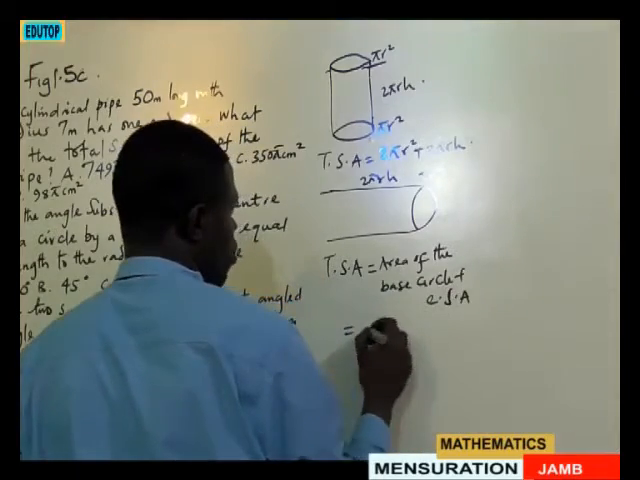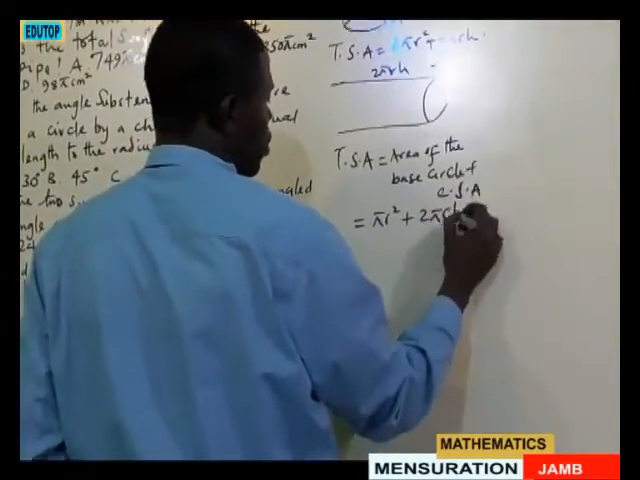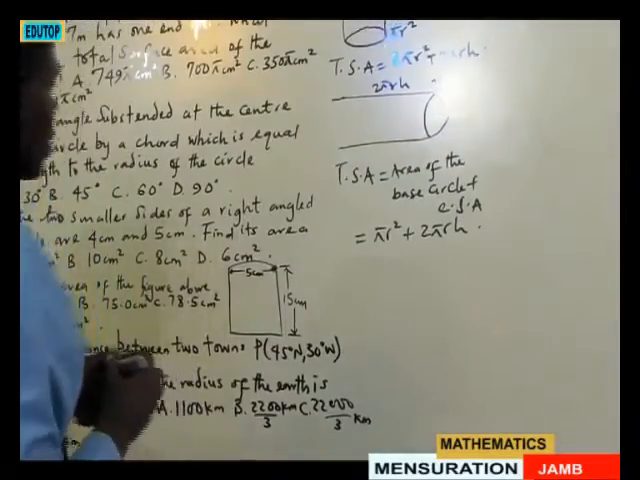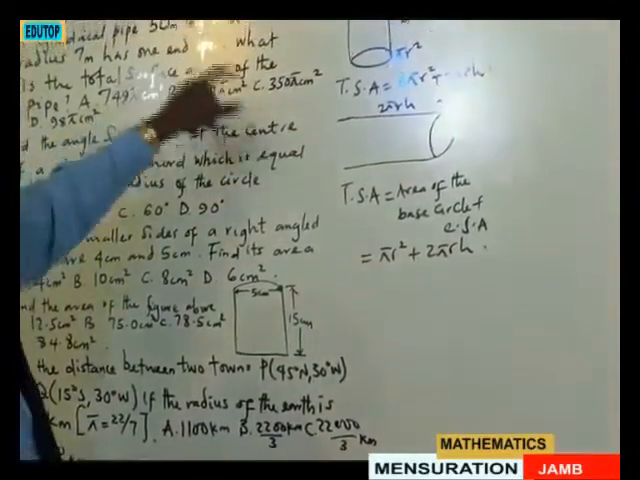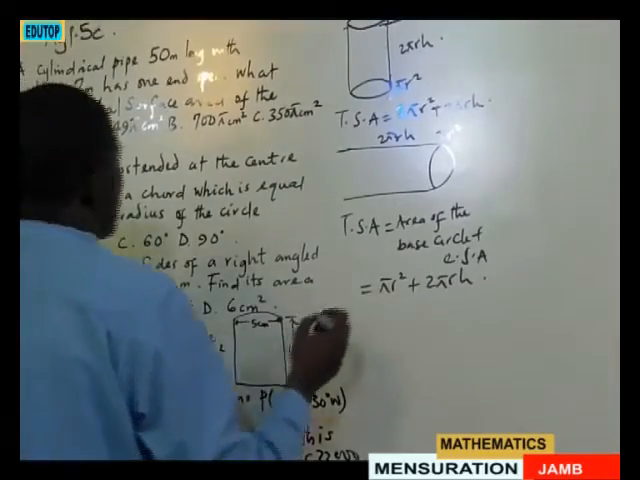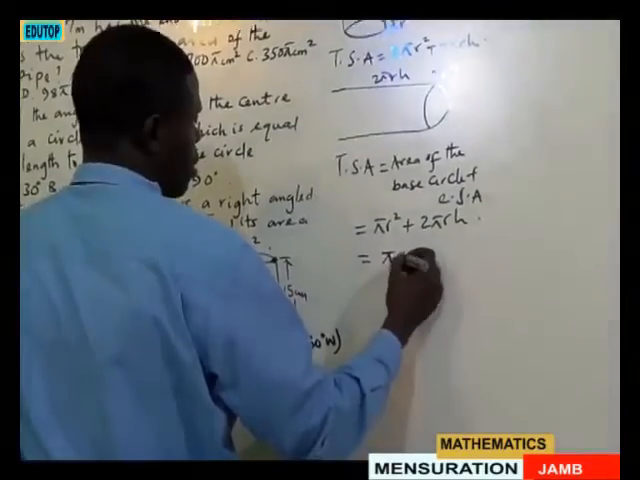And what's the area of the base circle? That's pi r squared. What's the curved surface area? That's 2 pi rh. So instead of having 2 pi r squared, it will be pi r squared. So take note of that, since one end is open. In that situation, the total surface area will now be our pi, which is not given, times radius.